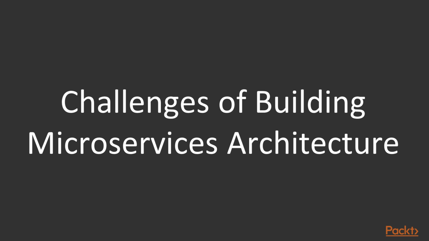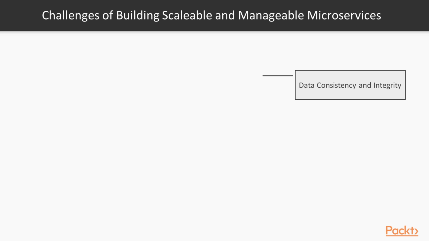Now we will discuss challenges of building microservices architecture. The features we discussed in the previous slides don't come for free. There are some challenges of building microservices that are scalable and manageable. Data consistency and integrity. A basic principle of microservices is that each service manages its own data. This keeps services decoupled but can lead to challenges with data integrity or redundancy.